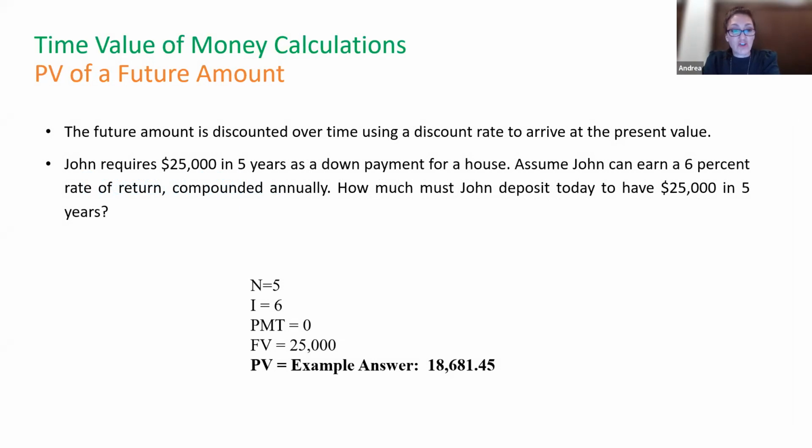All right, so here John requires $25,000 in 5 years. So we know that's his future value because he wants to make a down payment for a house. Assuming he can earn a 6% rate of return compounded annually, so see, it's telling you all of this. How much must John deposit today to have $25,000 in 5 years? In this case, we're going to have our calculator set to one payment per year because it's annually.